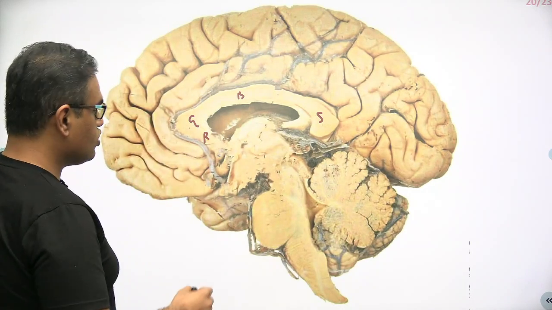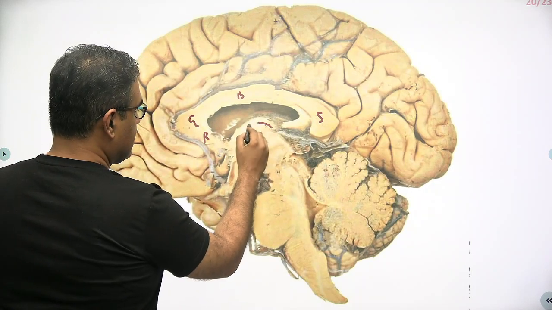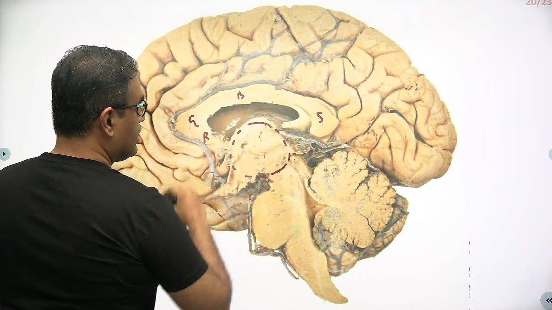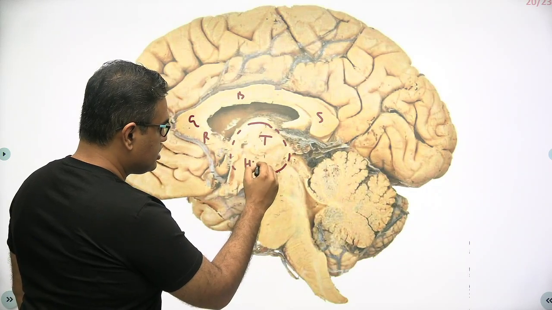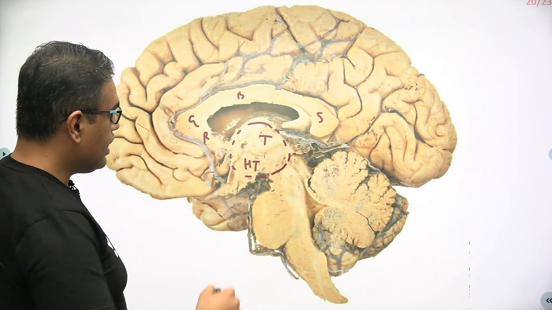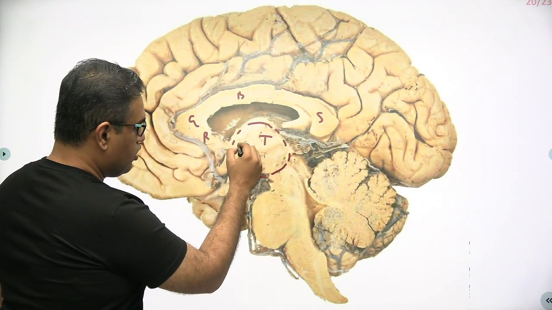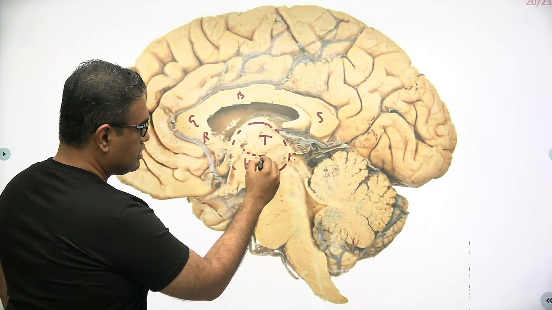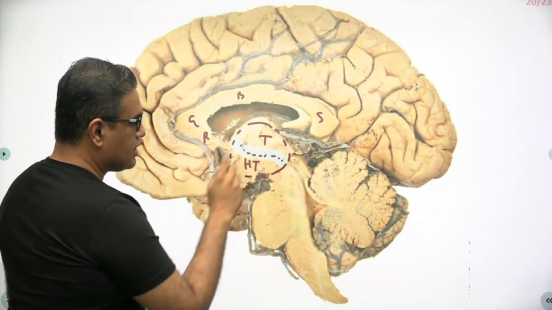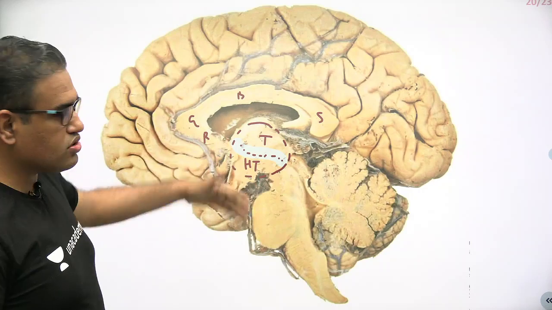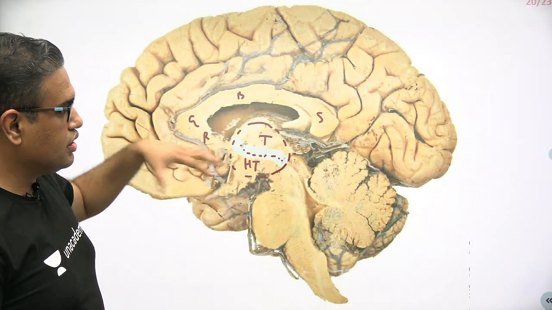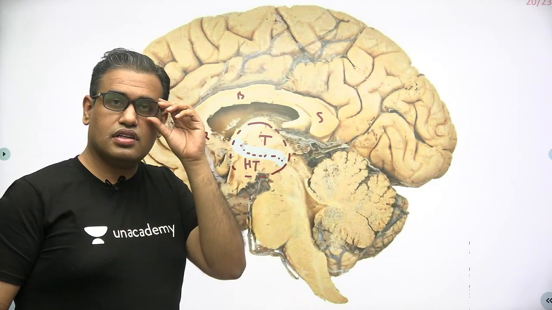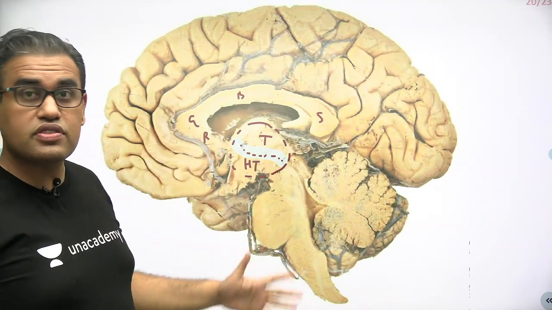Let me just highlight this whole part. This is the whole diencephalon. The upper part is T for thalamus, the lower part is HT for hypothalamus. The sulcus which runs from the foramen of Monro up to the aqueduct of Sylvius is the hypothalamic sulcus, which divides the thalamus from the hypothalamus. Now imagine this: what you are looking at is the medial surface, but of which half? This is the right cerebral hemisphere medial surface.